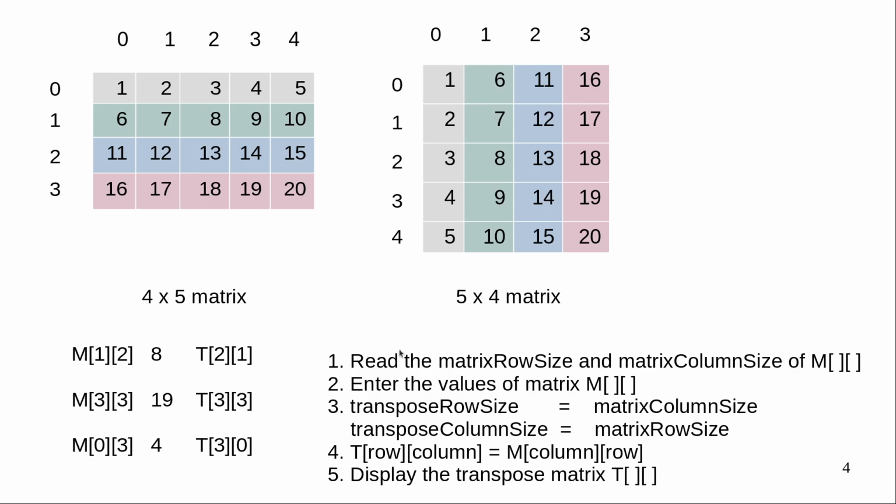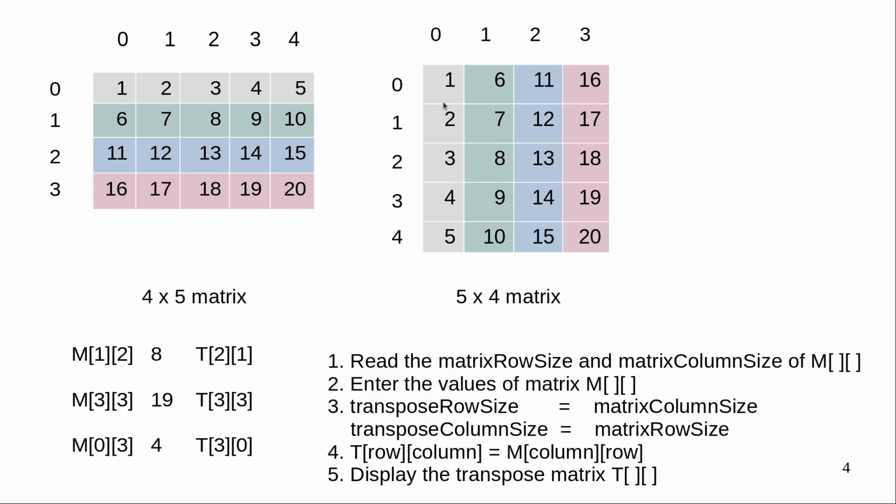Once we have the row size and the column size, we can use 2 for loops and enter all these 20 values. That is the first part. So we have this particular matrix M fully read right now. Now we have to look at how we make the transpose of the matrix.